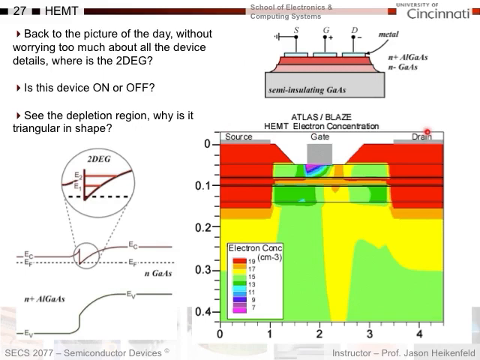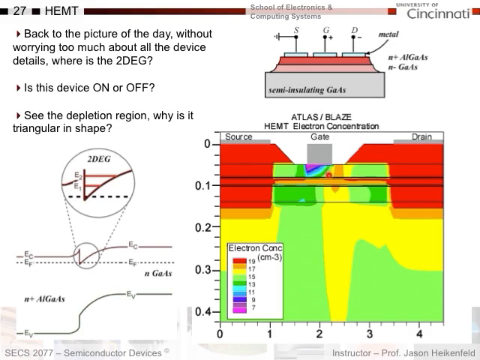Well, if you look at this, here's my plot of electron concentration. I can see that I have a very high electron concentration, orange, right here. So here is my 2D electron gas. This is all heavily doped, so I easily get my current down to here, and then it flows from drain to source or from source to drain. And this is N-type material, of course, since it's electrons.